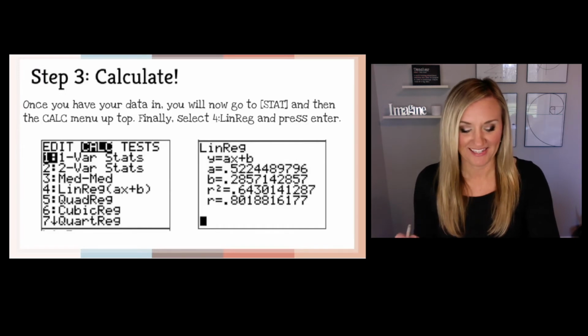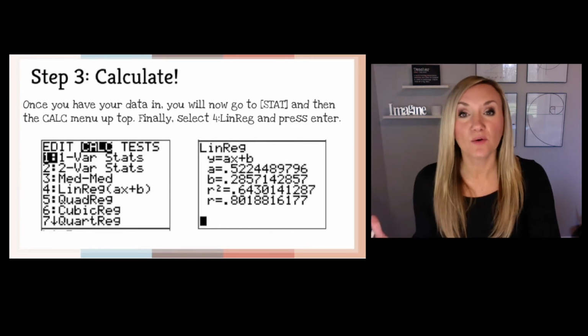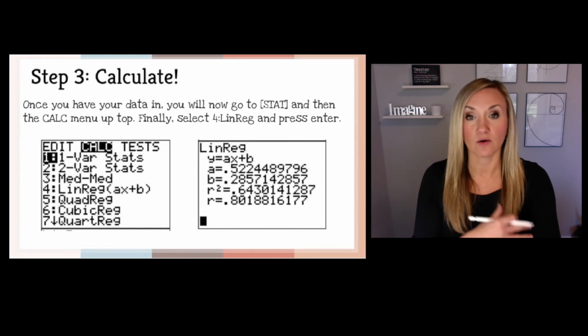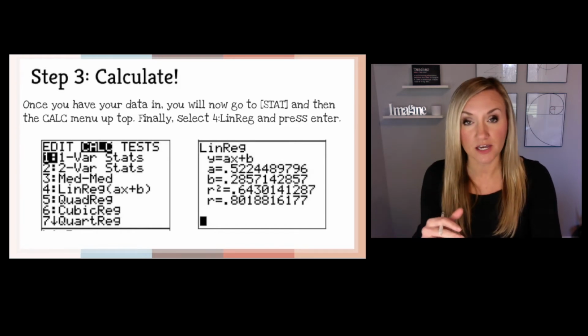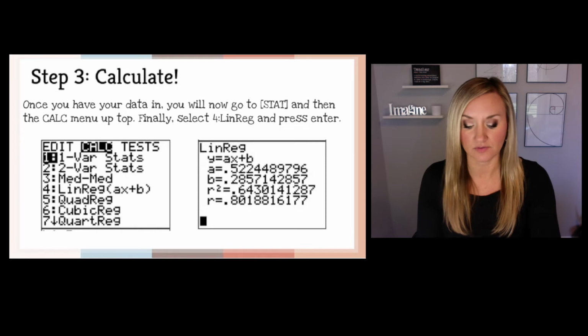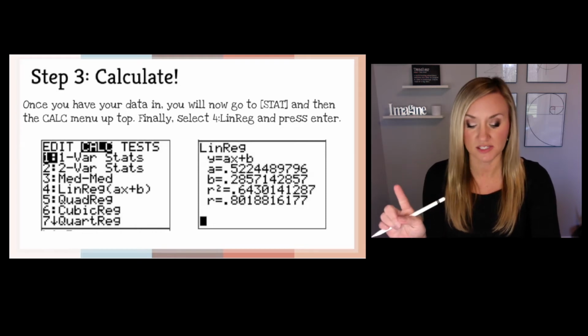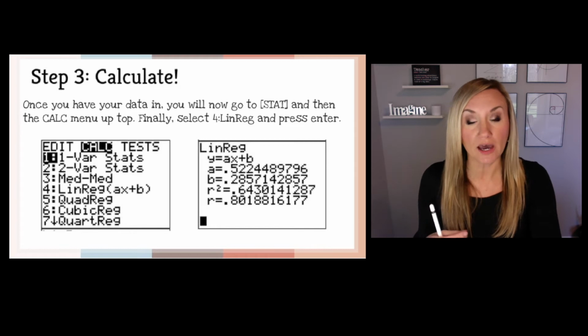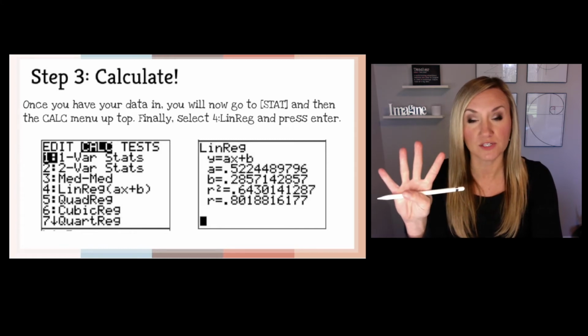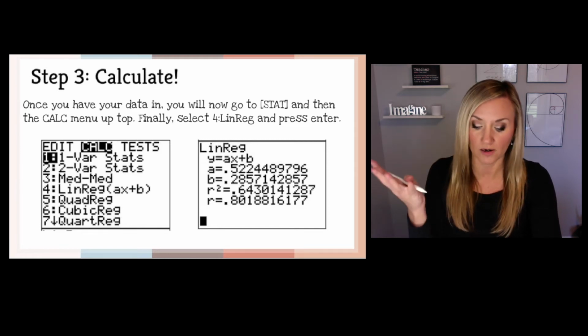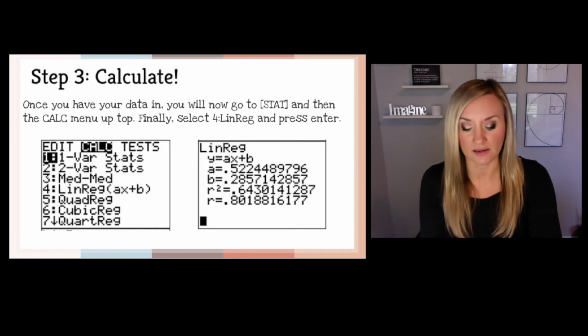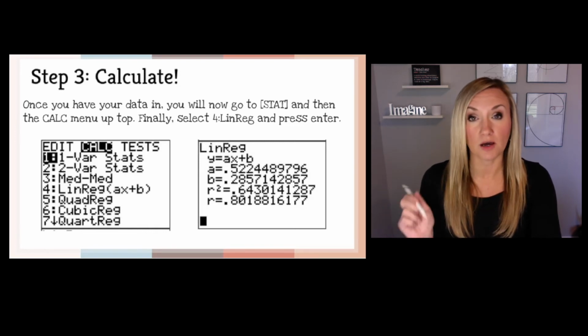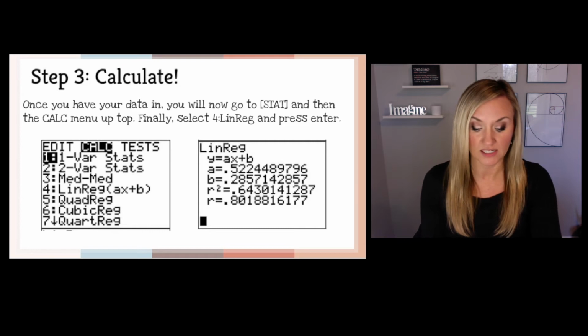Okay. All right, step 3. We are going to now calculate. So after you type in your list of numbers, you are going to push the stat button again, and then tab over to calc, and then tab down to 4 or press number 4 for LinReg. So this is what should come up on your calculator if you did it correctly.